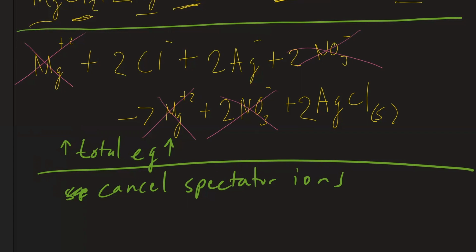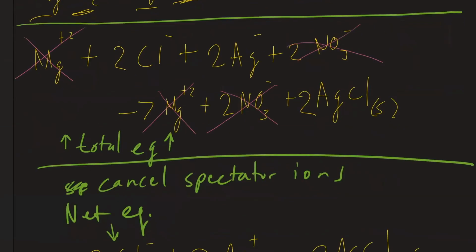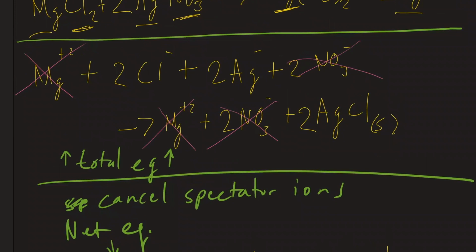So our net equation, our net EQ, is 2Cl minus plus 2Ag plus goes to 2AgCl, and that is a solid. So that is our net equation. And for conductivity, if we want to look at the conductivity levels of our equation, all we have to do is figure out how many free ions we have. So I'm going to rewrite the total equation.